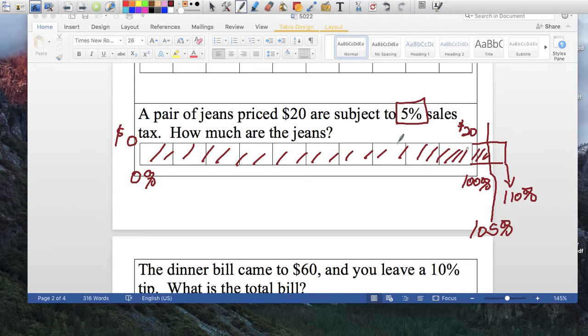So it's 20, so it's going to be by 2s, right? 2, 4, 6, 8, 10, 12, 14, 16, 18, 20. So every box is 2, right? But this is half of a box, so this is going to be 1, right? Because it's half. So this is 2, 2, 2, 2, 2, 2, and 2. So this is 20 plus 1, $21.